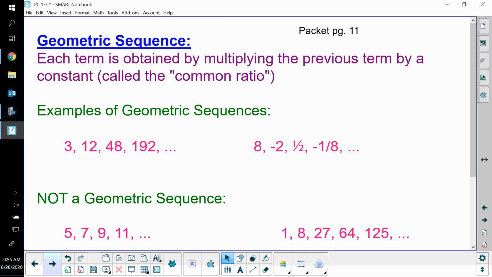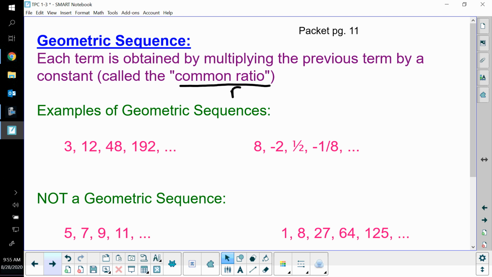All right, if you could flip in your packets to page 11, that's where we're going to start. And today we're going to focus on geometric sequences. So remember, a sequence, again, is a list of numbers with some type of pattern. And geometric means we're multiplying each time by the same value. The value that we're multiplying by is what's called the common ratio. Because of that, we will use R to represent the number that we're multiplying by each time.